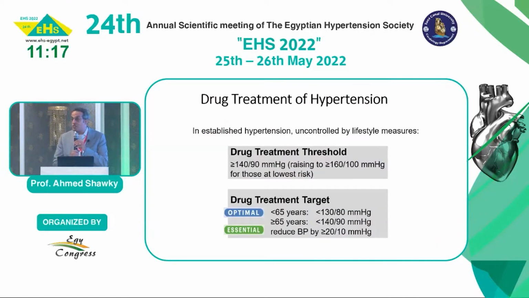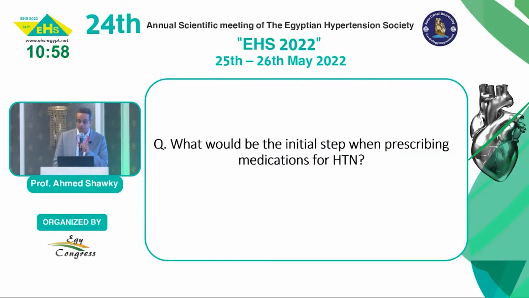The International Society of Hypertension published guidelines in 2020. These are probably the newest ones. Again, optimally go to below 130/80, especially if the patient is below 65. So actually, the targets are the same. The guidelines are nearly the same. So when talking about targets, we should go lower, and this is important.